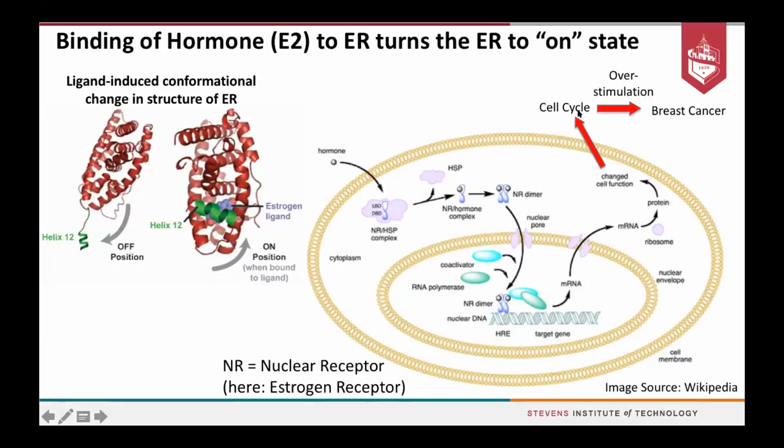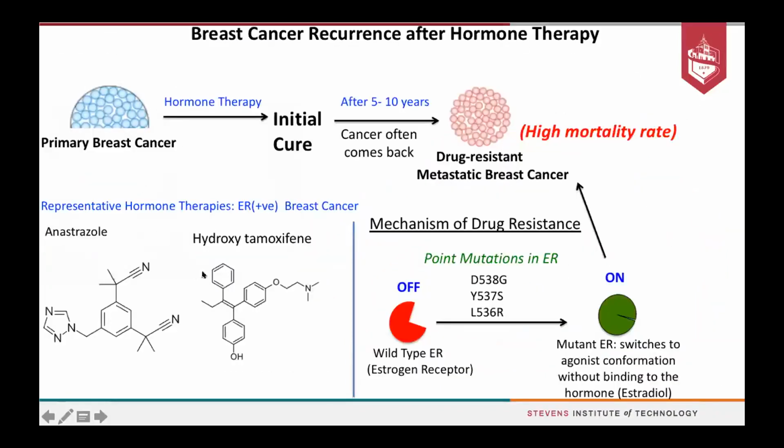Now, if the concentration of this hormone E2 and the ER complex is too high, then it leads to too much stimulation, overstimulation, and this leads to breast cancer. Some of the compounds used in hormone therapies for ER-positive breast cancer are shown here. However, a few years after the hormone therapy, cancer often comes back in the form of the metastatic breast cancer. This cancer is very hard to treat, and it is fatal.